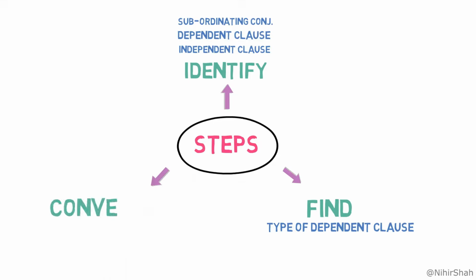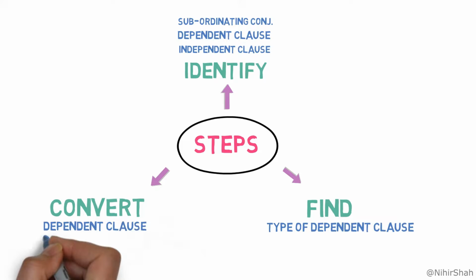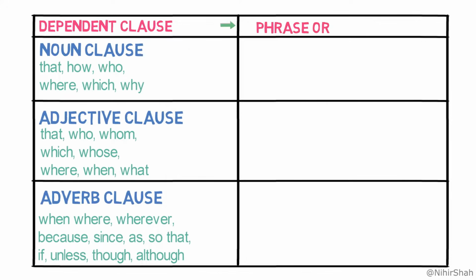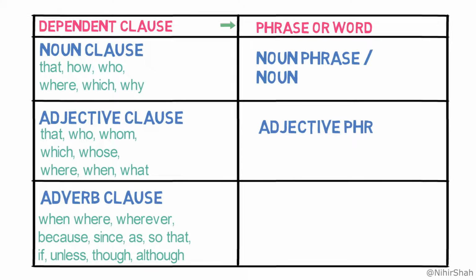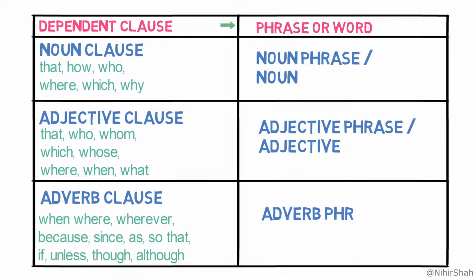Step 3. Convert the dependent clause into a phrase or a word and frame the sentence with necessary changes. If the noun clause is there, you need to convert it into a noun phrase or a noun. If an adjective clause is there, you need to convert it into an adjective phrase or an adjective. And if the adverb clause is there, then you need to convert it into an adverb phrase or an adverb.